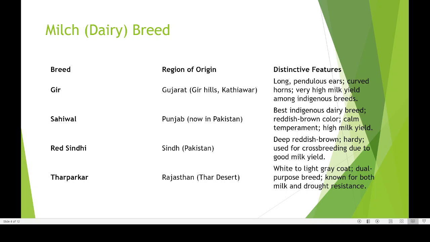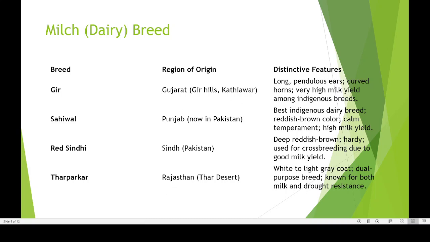So these are the Gir cattle. This is mainly present in the Gujarat area. See, they are very strong, very large cattle. They have a long pendulous ear. Pendulous ear means, see, this is the type of ear they have. Very pendulous ear and very high milk yield.